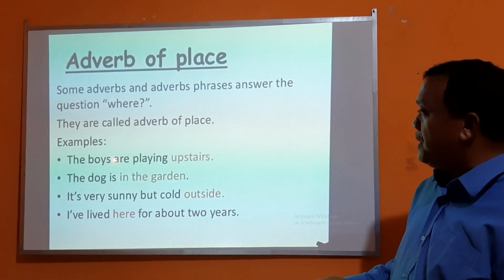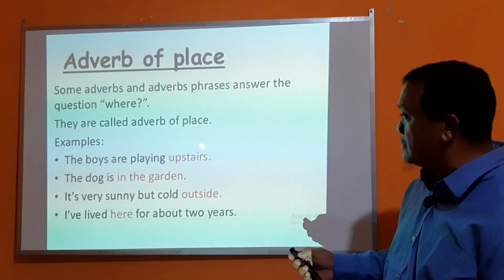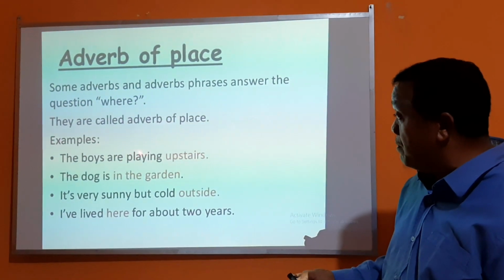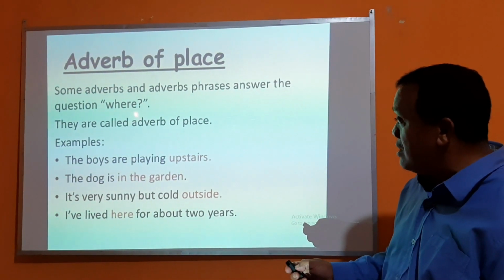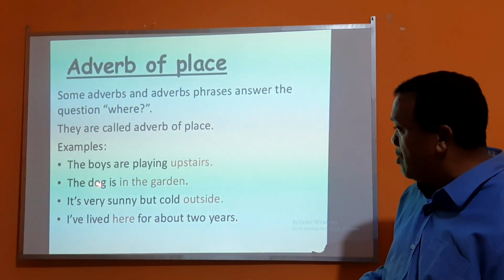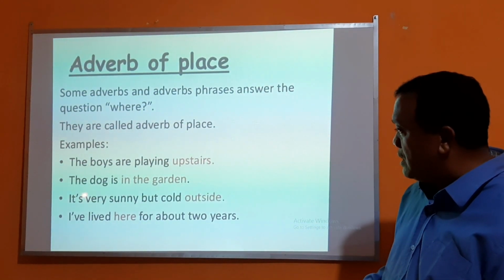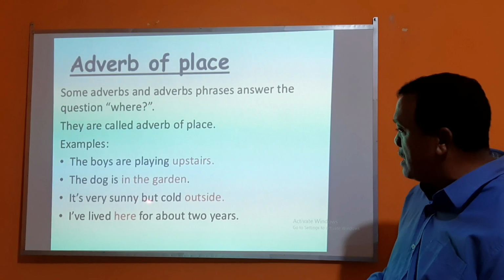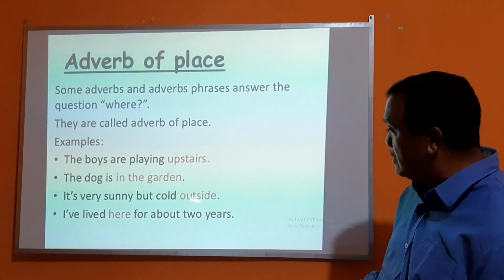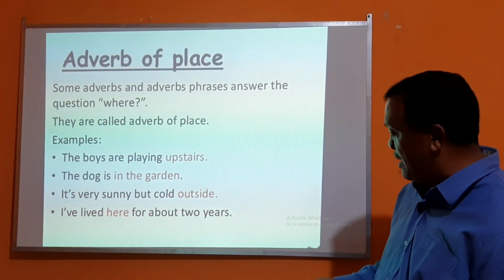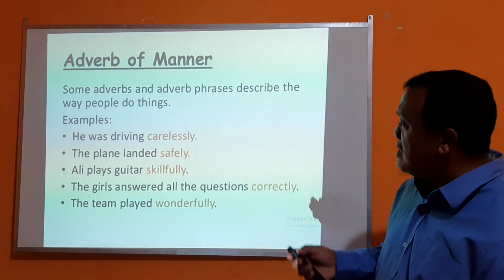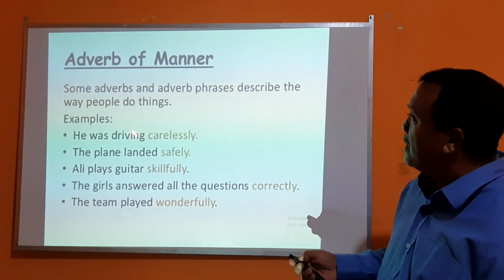Examples: the boys are playing upstairs. Where are the boys playing? Upstairs. The dog is in the garden. Yeah. Where is the dog? In the garden. It's very sunny but cold outside. Outside, I've lived here.